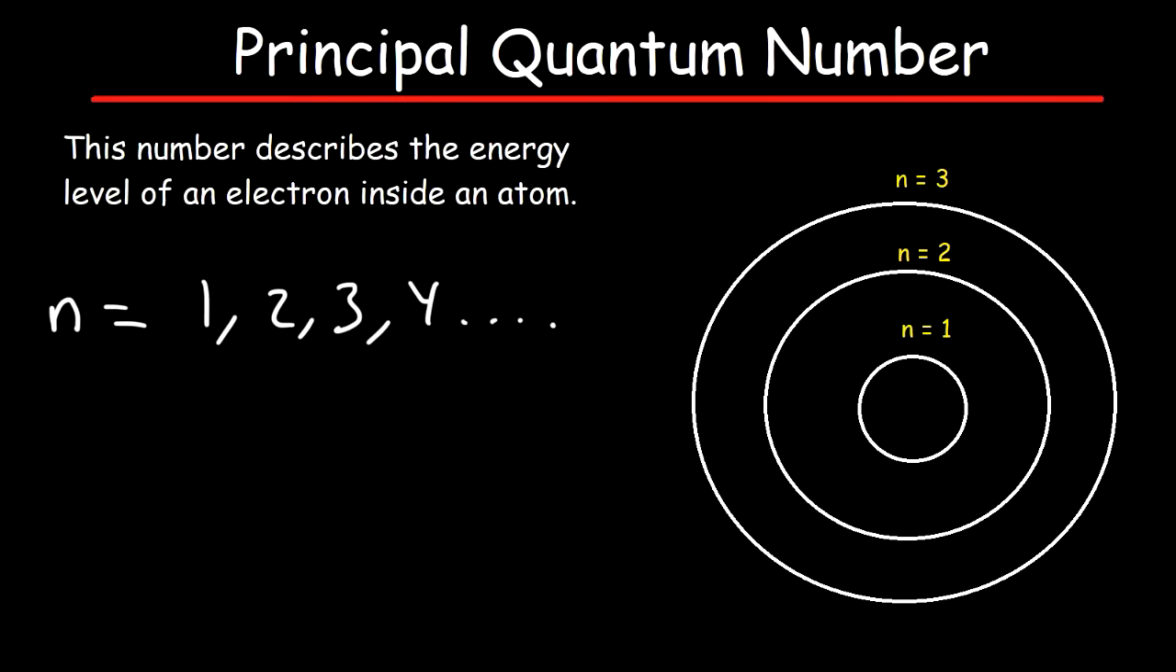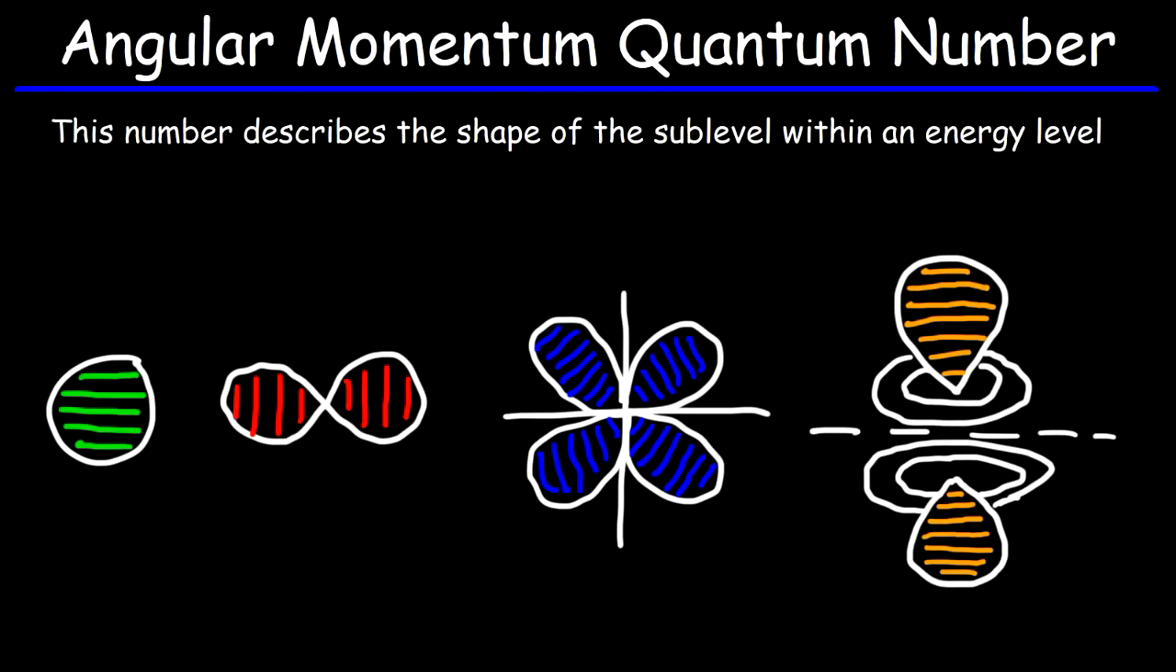So looking at the picture on the right, we basically have Bohr's model of the atom. And we can see that the first shell represents the first energy level. The second circle is the second energy level, where n is 2. And the third circle is the third energy level, where n is 3. And so that's the first number you need to be familiar with, the principal quantum number.